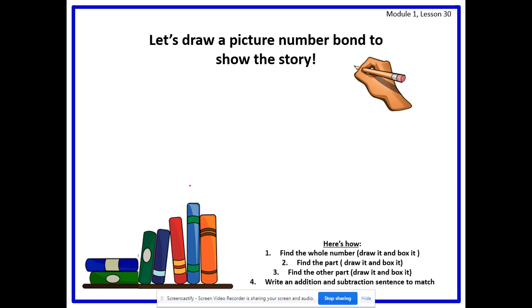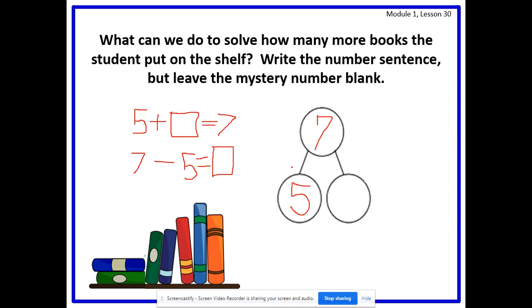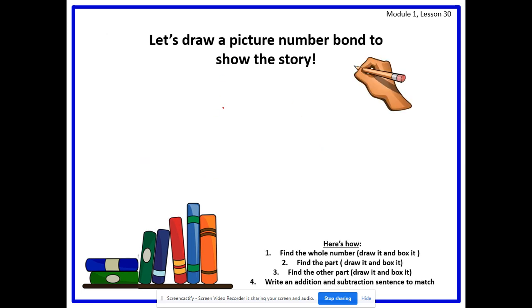Let's follow our key points. Here's how. First, we find the whole number and we're going to draw it and box it. And we had said that our whole number was, look at our old number bond. Get ready. 7. So go ahead and draw with me.